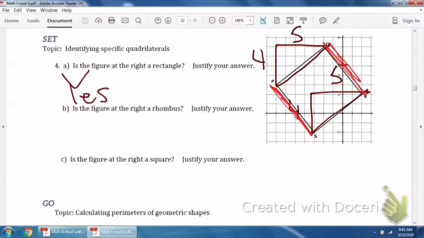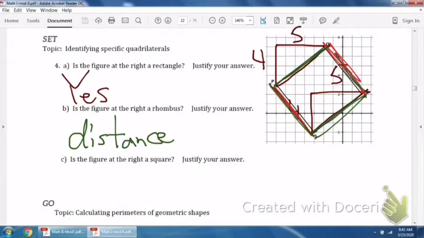Okay, when you get to the rhombus now, all sides of a rhombus should be the same. So here, you're going to use distance to show that this side, and this side, and this side, and this side all have the same length.